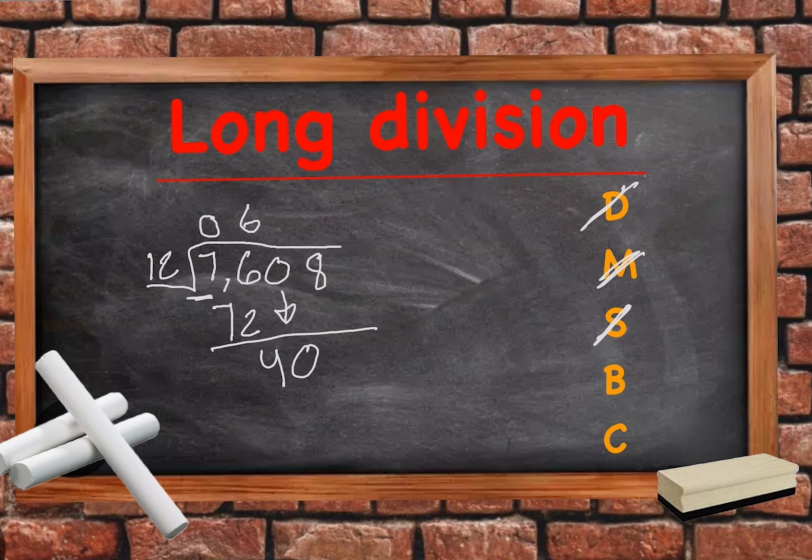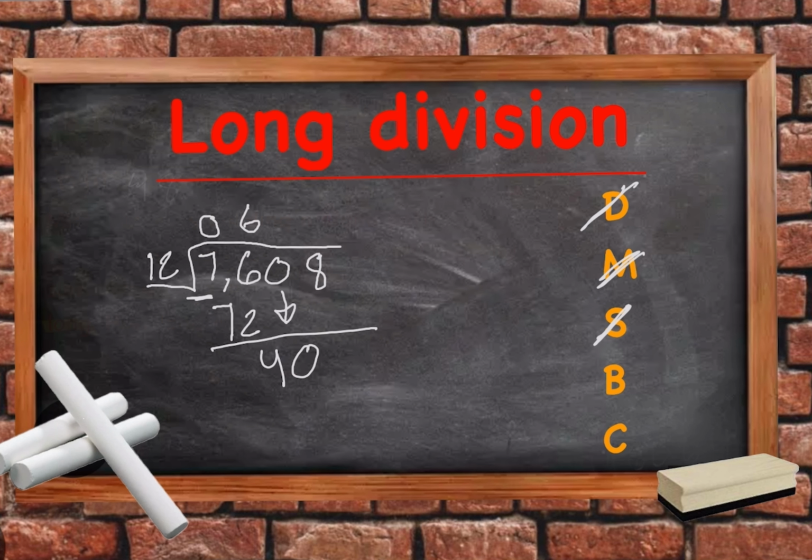Now we have to compare. How many times does 12 go into 40? Now again, we have our trusty dusty friendly number 5, which 12 times 5 is 60. But 60 is a bit high, so you have to go a bit lower.